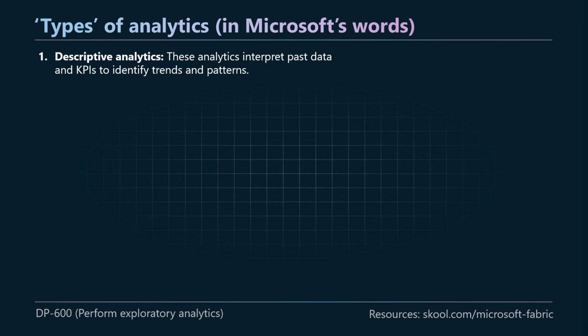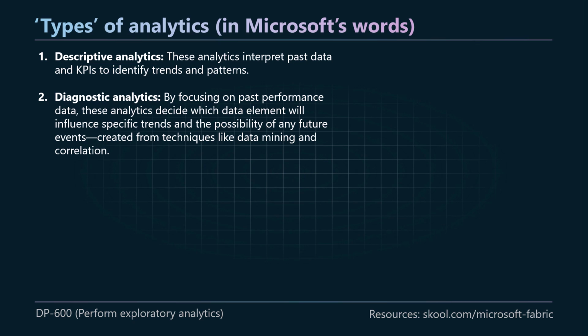And we'll be going into some examples of descriptive analytics and some visuals you can use to perform descriptive analytics. But for now, let's just look at these definitions. The second one to know is diagnostic analytics. So diagnostic analytics varies from descriptive analytics because we're not just worried about what happened in the past, but we're looking at analytics that describe which data element will influence specific trends and the possibility of future events.